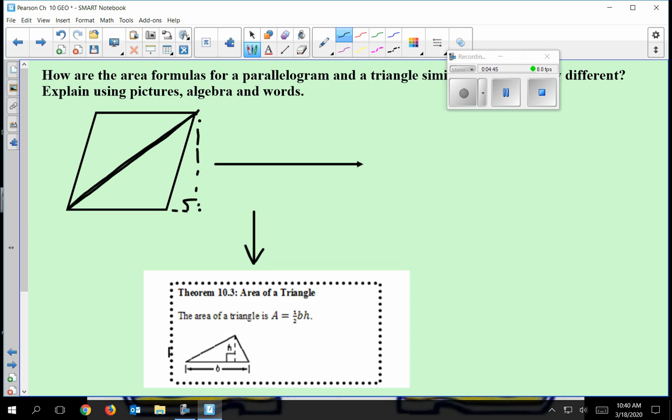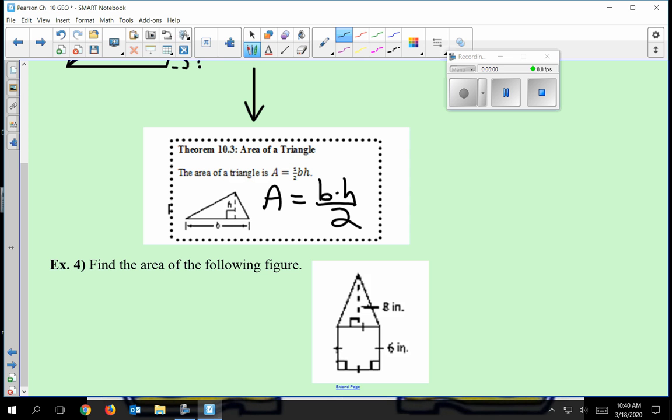Some kids don't like that. I don't like it either. I changed this formula into the base times the height and divide it by 2. So you're doing the same thing. That's just a little bit more user friendly. I'm not going to tell you which one to use, but I like using the one I wrote up there for you.